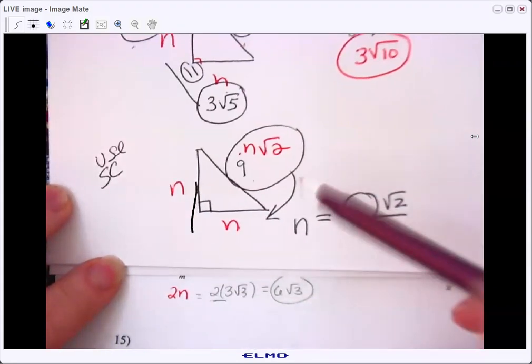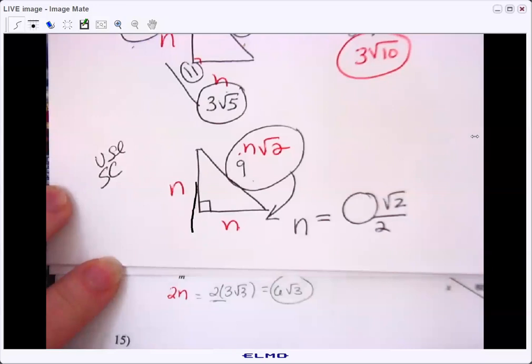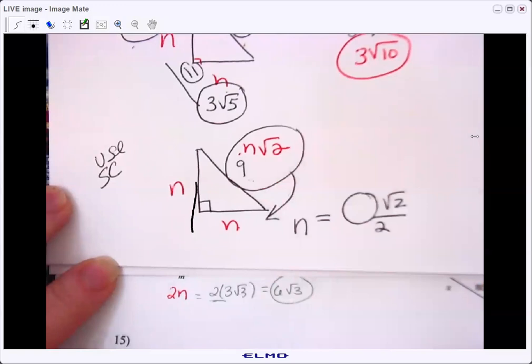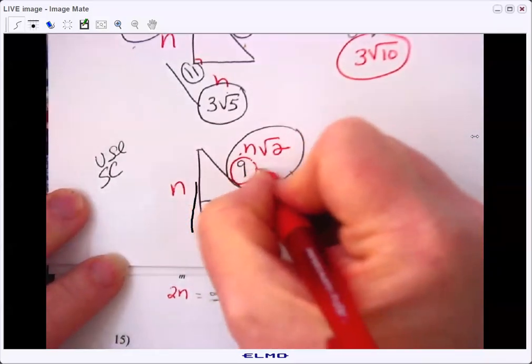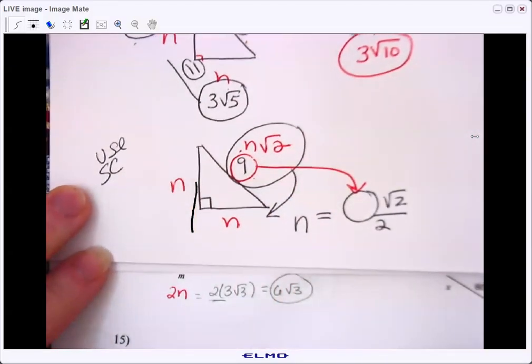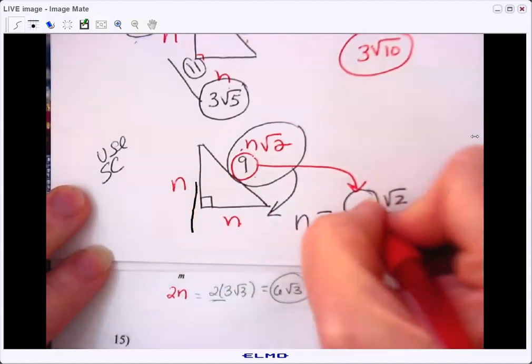So what is the value of the one that didn't have a root 2 next to it? This is the one labeled n root 2, but it doesn't have a root 2 next to it. But what is it? 9. A couple people put that in the chat box. This is the value that's going to go right there. That's going to allow me to find n. So I'm going to put 9 right there.